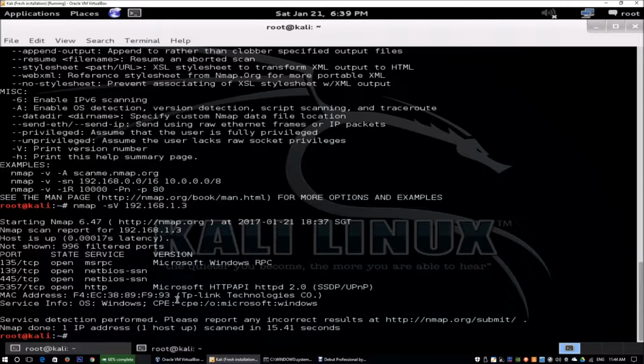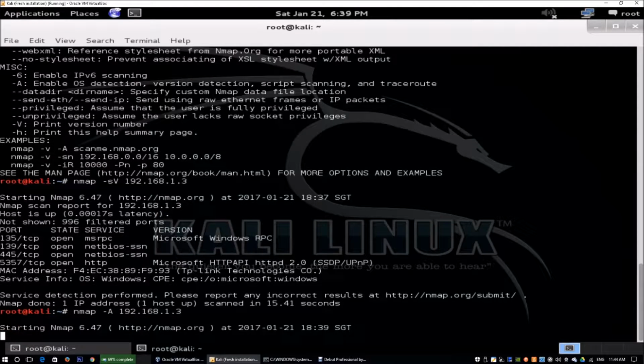So another command that we can use to help us find out what kind of operating system it is running on is nmap -A followed by the IP address again. The capital A helps us find out the OS and version detection scanning script. So you just got to hit enter, and it's going to take a while again. It's probably another 15-20 seconds.